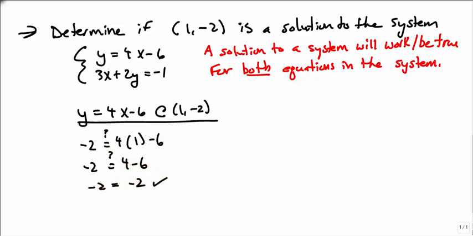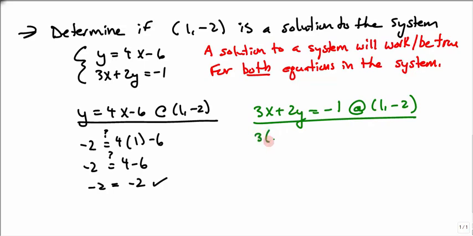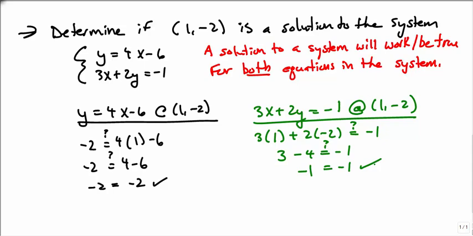So far, so good. Now I can't just check it in the one, I have to check it in the other as well. So now I have 3x + 2y = -1. And I'm checking this at the ordered pair (1, -2). So I have 3x, x is 1, plus 2y, y is -2, equals -1. And again, there's a question mark up here because I don't know if this is true. 3 times 1 is 3. 2 times -2 is -4. -1 = -1. So this is true for both equations in the system. So therefore, (1, -2) is a solution to the system.